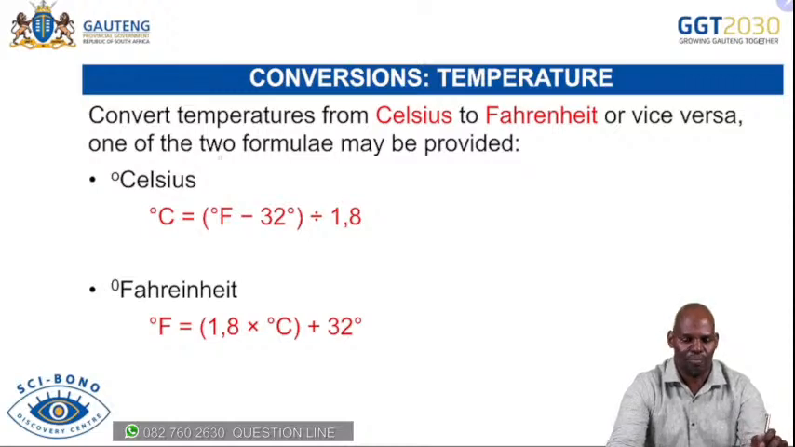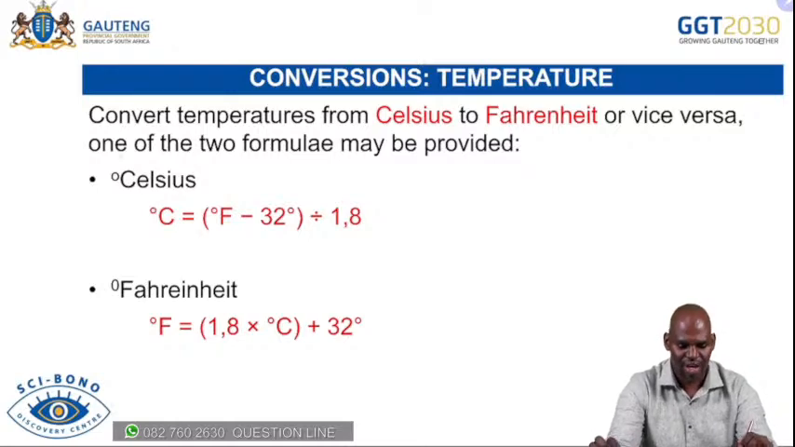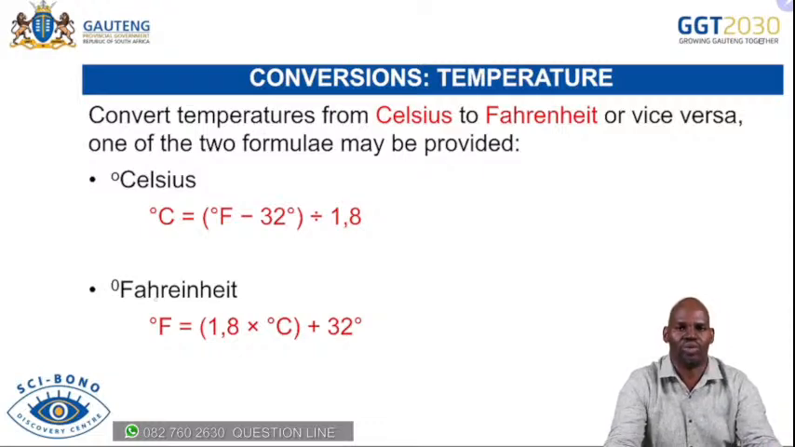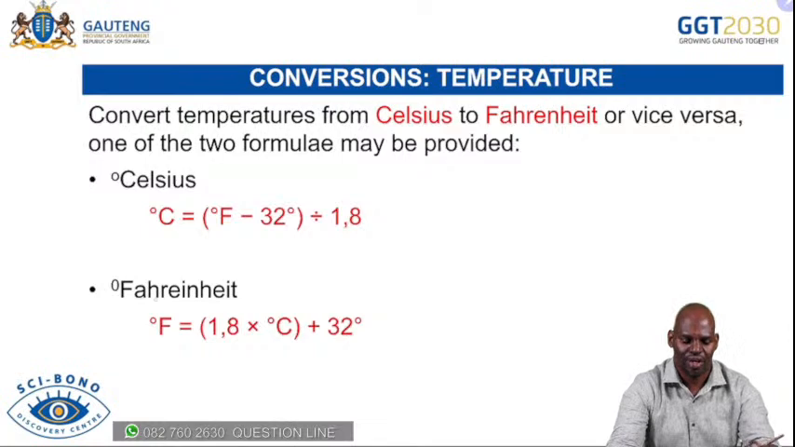Then after that, simplification. So for this one, when you convert from degree Fahrenheit to degree Celsius, that means you want the answer to be in degree Celsius, then you do the substitution and simplify. The second one is if the temperature is given in degree Celsius and now you want to convert it to degree Fahrenheit. Then again, you do the substitution and simplify. You have to show the substitution as well.